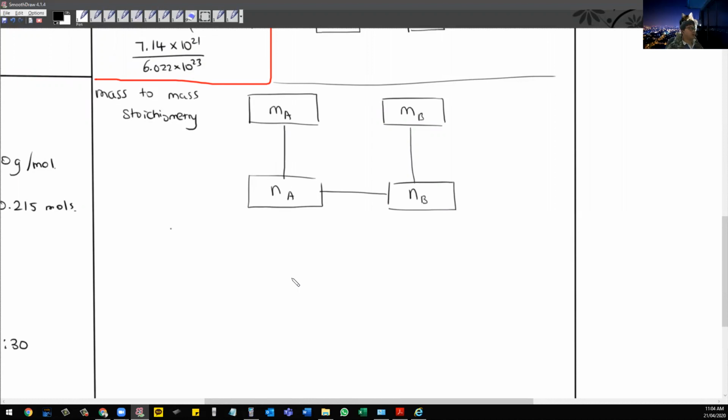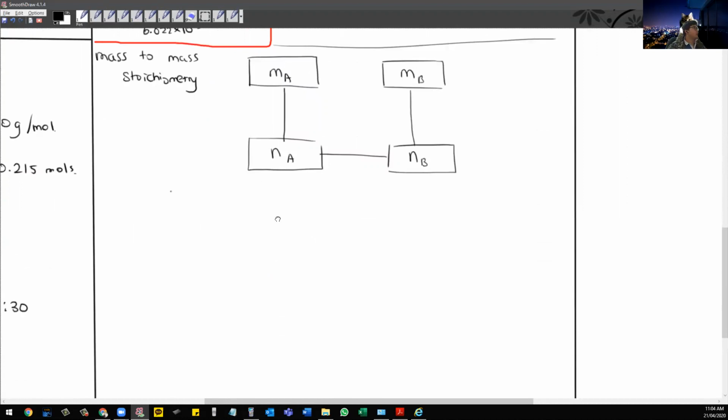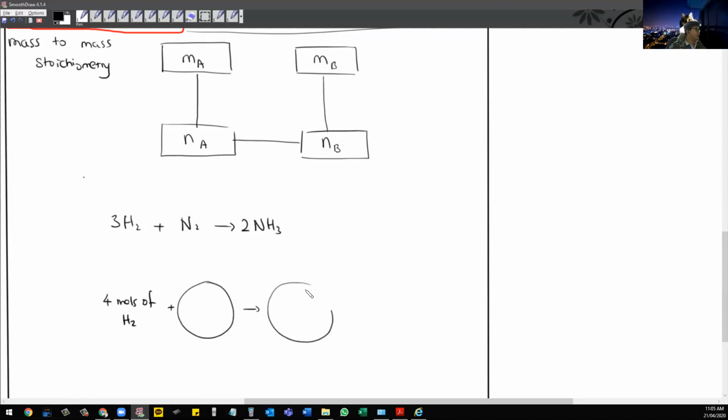So I'll give you an example. It's quite similar to what we did over here. We'll come back to this in a minute. So what is mass to mass stoichiometry? If you have hydrogen and nitrogen combined to give ammonia, we know this is 2 and that's 3. If I say I've got 4 moles of hydrogen, then how many moles of nitrogen do I need and how many moles of ammonia will I produce?